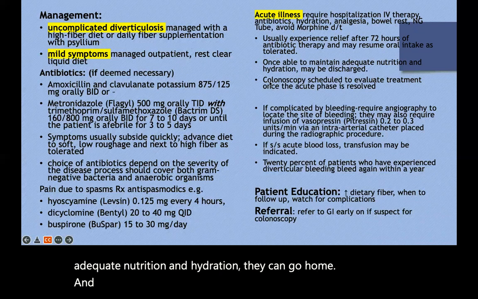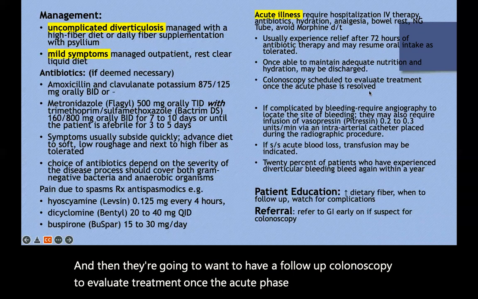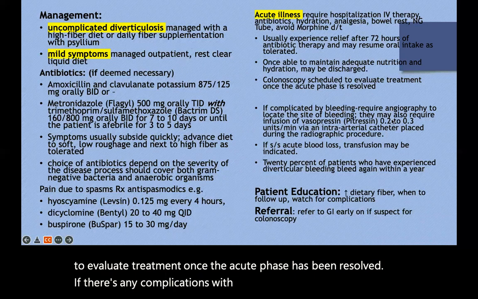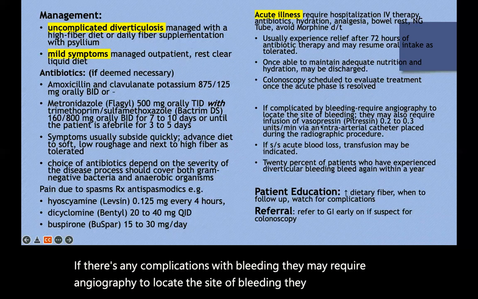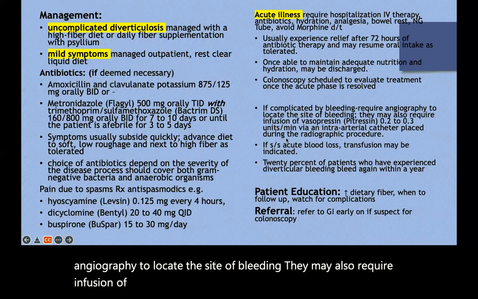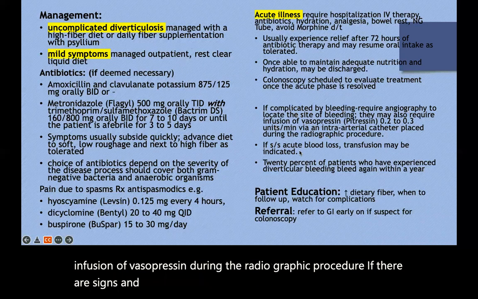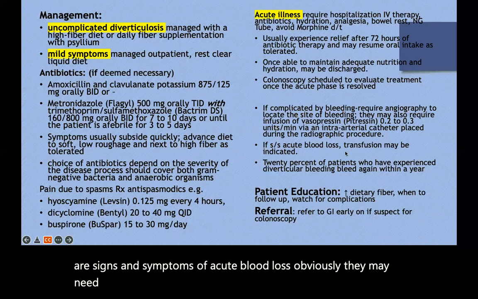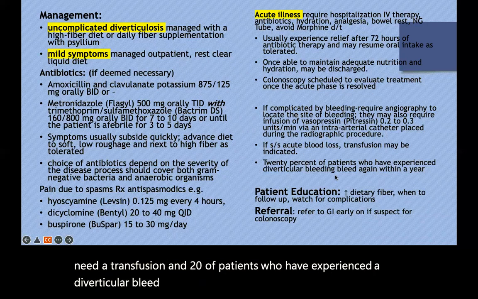And then they're going to want to have a follow-up colonoscopy to evaluate treatment once the acute phase has resolved. If there are any complications with bleeding, they may require angiography to locate the site of bleeding. They may also require infusion of vasopressin during the radiographic procedure. If there are signs and symptoms of acute blood loss, obviously they may need a transfusion. And 20% of patients who have experienced a diverticular bleed will usually bleed again within a year.